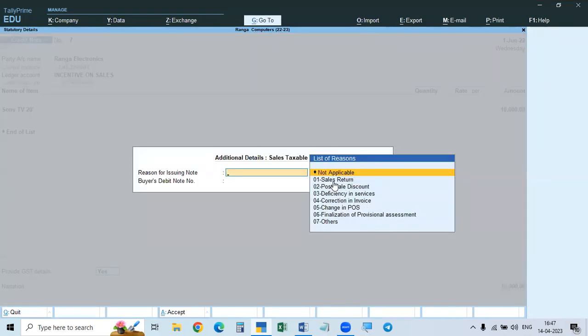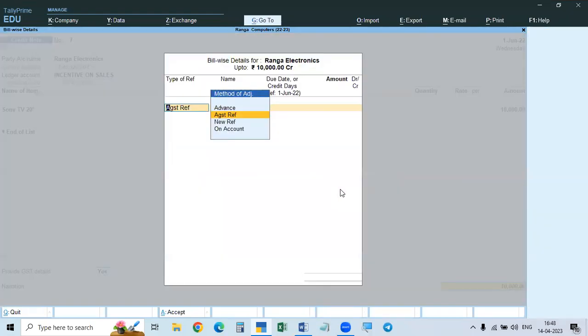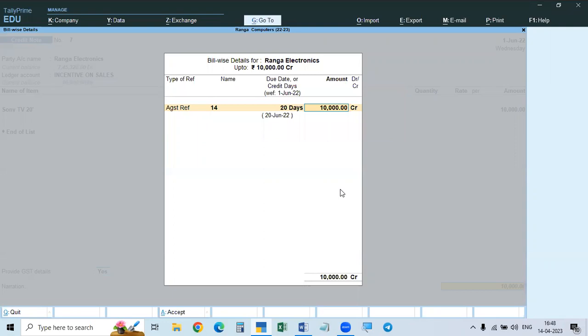See here, in the case of buyer purchase returns, that also means goods sold by the other person are returned. So we can take purchase returns also, or we can take sales returns or others. Similarly, in the case of discount, we have taken post sale discount. Here also you can take post sale discount, or you can take others. Again it is against reference. Here only one lump sum amount is paid, isn't it? So we have to take only one bill. At the end, the last bill number 14, 31st May, and 10,000 rupees.